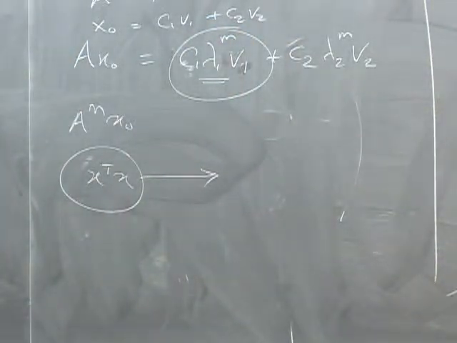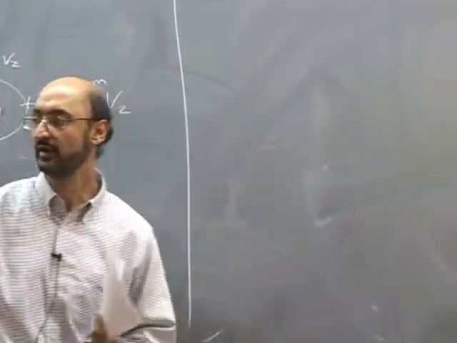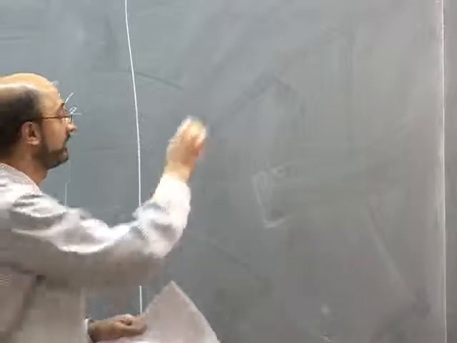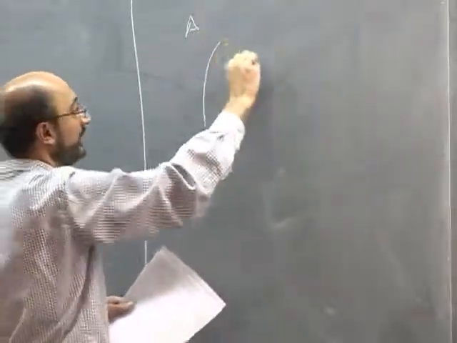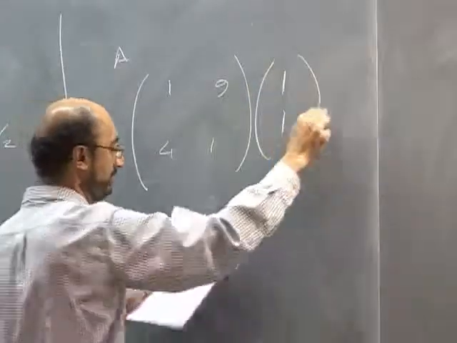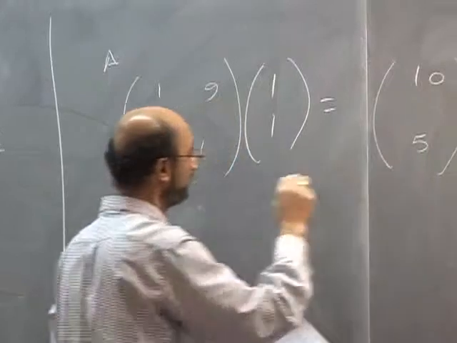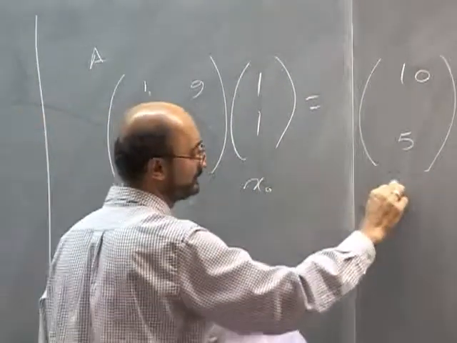So let's do the homework example to just kind of give you a sense of what's going on. So here I start with the initial value 1, 1. If you don't have 1, 1, your answers are going to look a little bit different. But this is A, it's 1, 9, 4, 1. And I just start with 1, 1. And that gives me the vector 10, 5. So this is x0, this is x1.